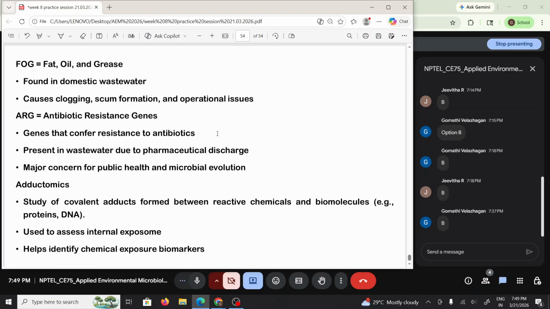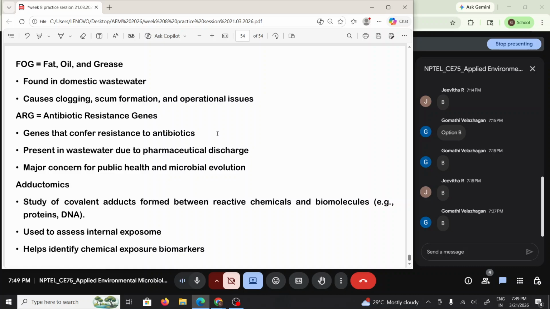And next, the last few terms. FOG, which is fat, oil and grease. It is found in domestic wastewater, the lipid content basically. This causes clogging. You all know it is very difficult for microorganisms to degrade this, and also they are not dissolved, so they cause a lot of problems like clogging, scum formation, and other operational issues.